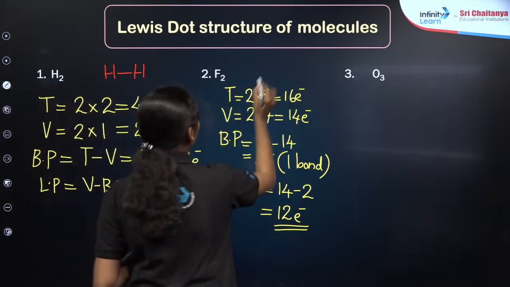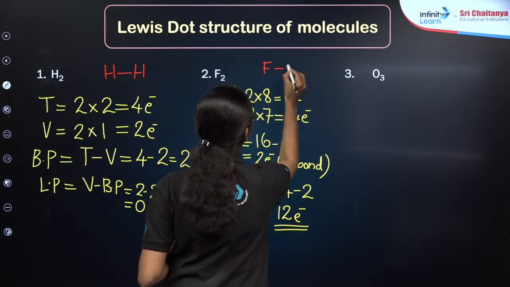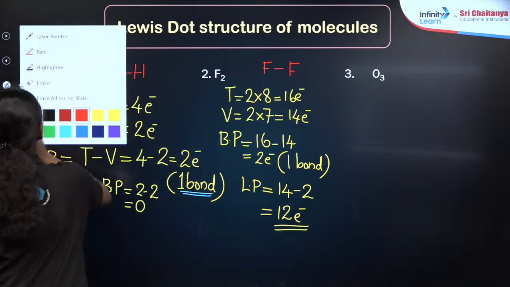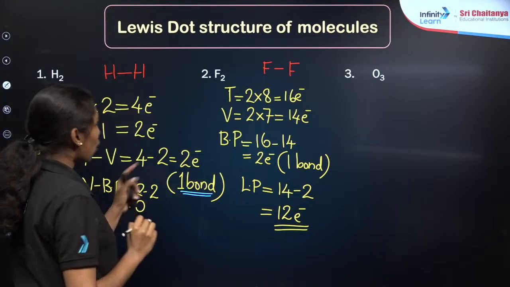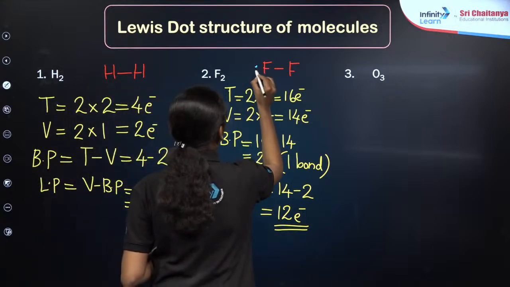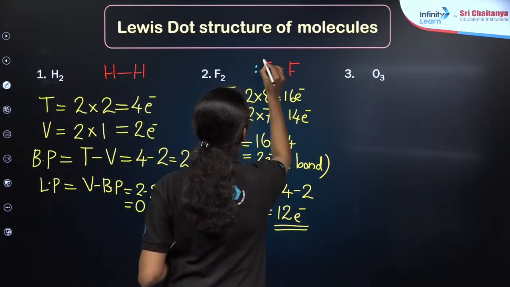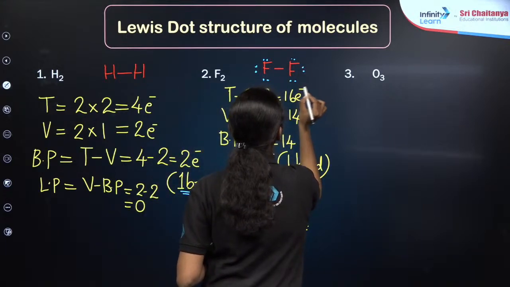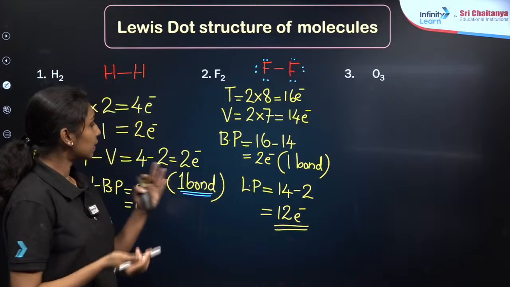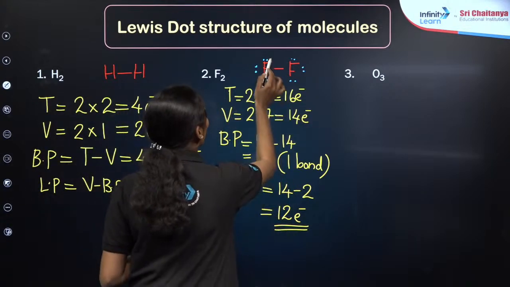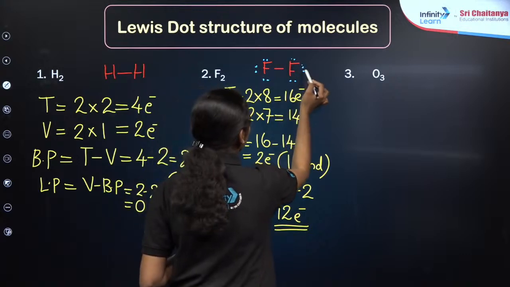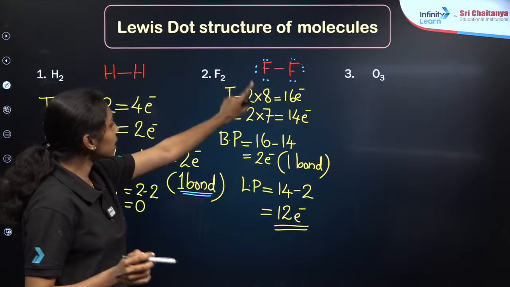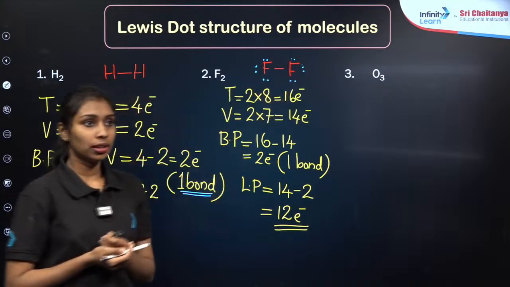Okay, this is our F2 molecule. One bond is present here, right? So I am representing here. Then representing the lone pair of electrons. Okay, these are the number of lone pairs. As you can see here, 1, 2, 3, 4, 5, 6, 7, 8, 9, 10, 11, 12. 12 lone pairs of electrons and one bond pair of electrons existing between 2 fluorine atoms. So this will be the Lewis dot structure of F2 molecule. Clear?